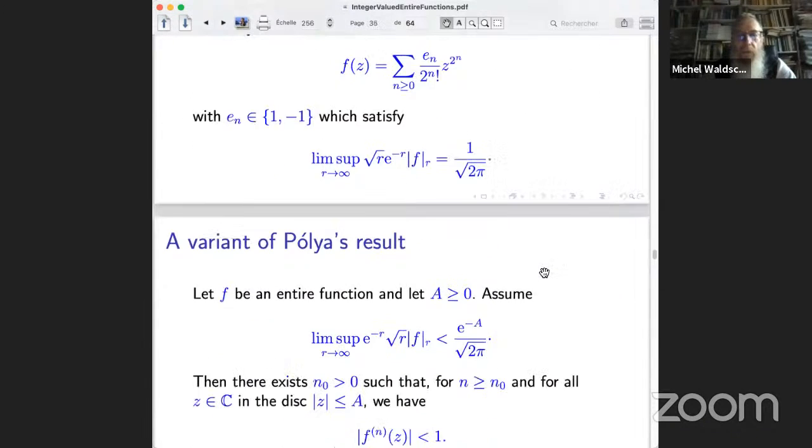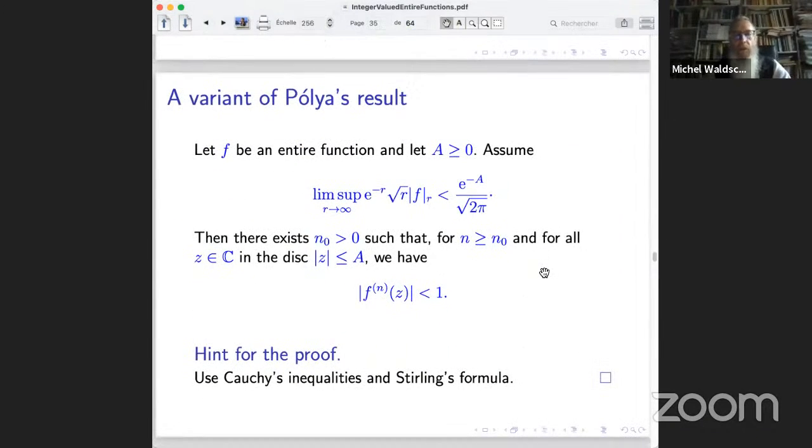I would like to state a result. I will not give the proof, but the proof is not too difficult; it is a variant of Polya's result. The proof of the variant uses Cauchy's inequalities and Stirling's formula. I will give a reference to the proof at the end of my talk.